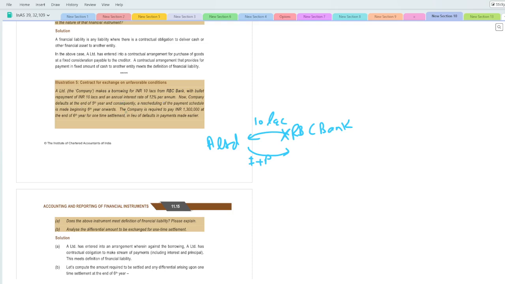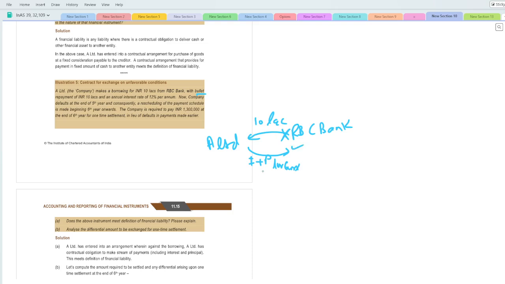Suppose the default is not there, then you need to pay. This is for the 6 years. For the 6 years, you need to pay the interest plus the principal at the end of it, because it is talking about the bullet repayment. Bullet means you are not paying in installments. The principal amount you will be paying directly at the end, that is at maturity.